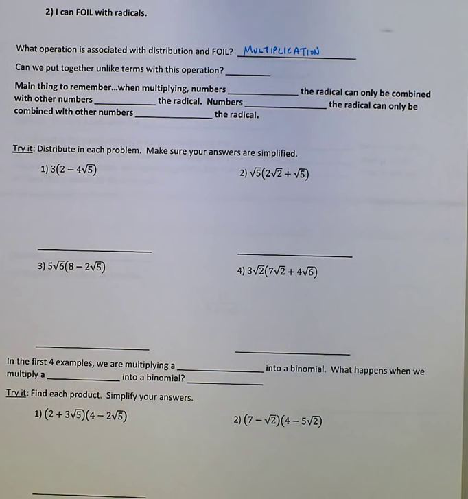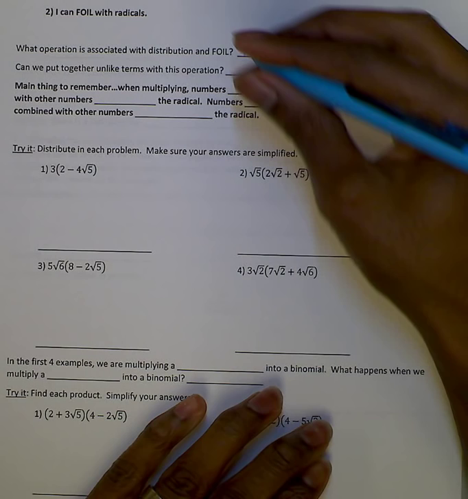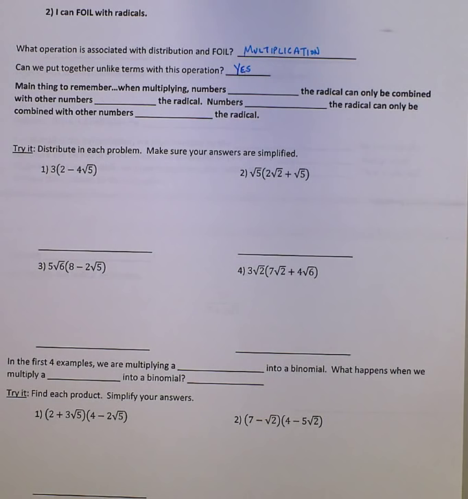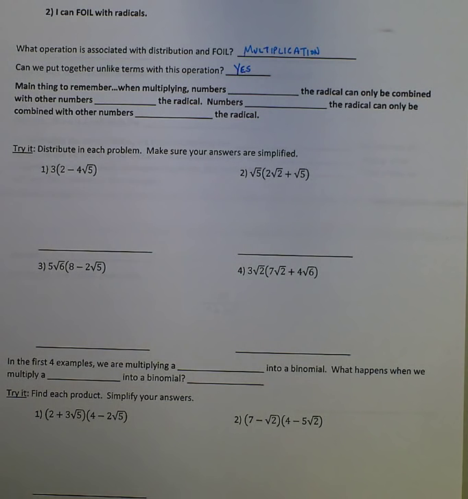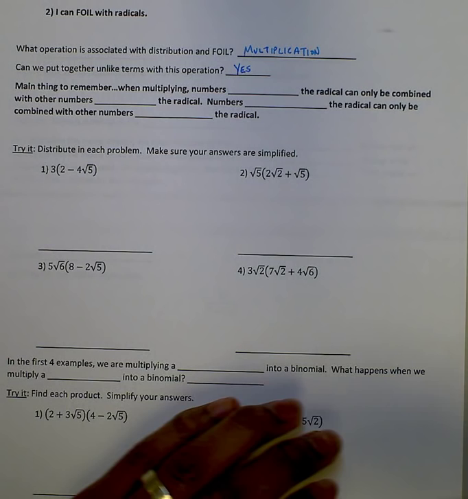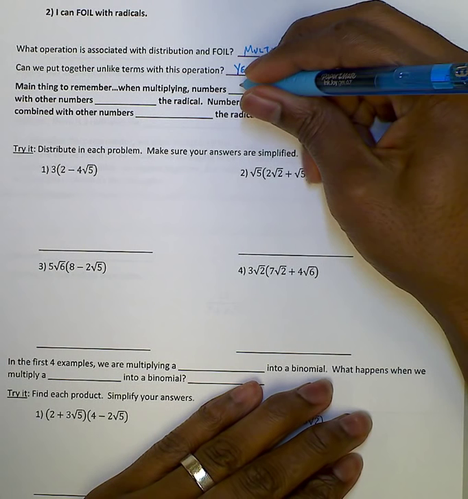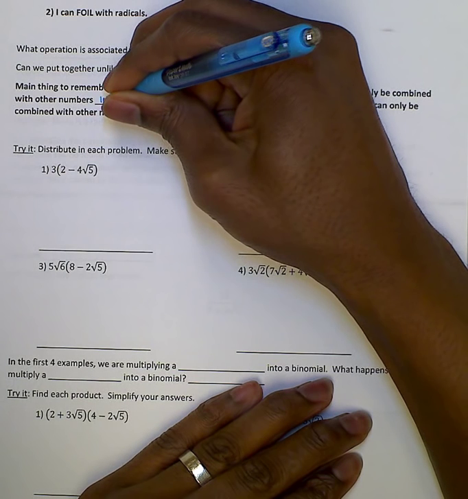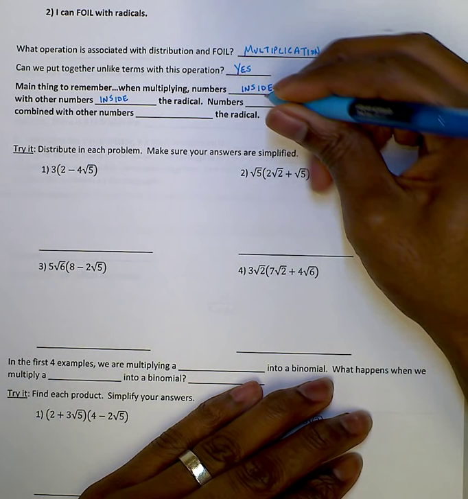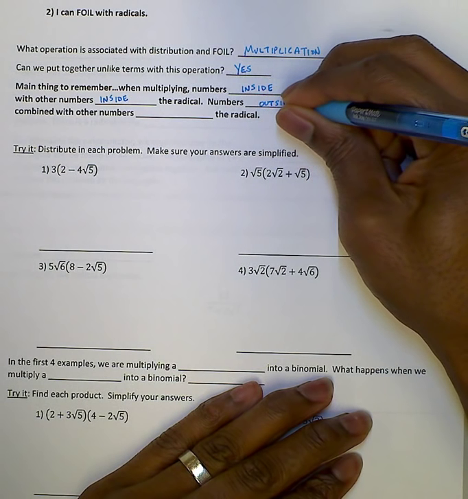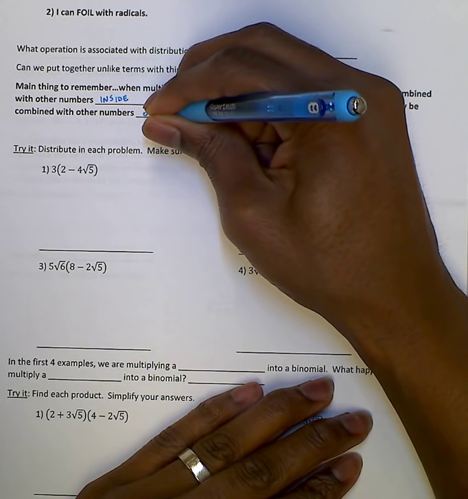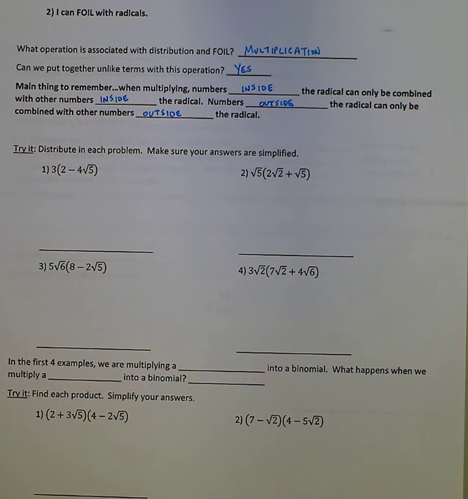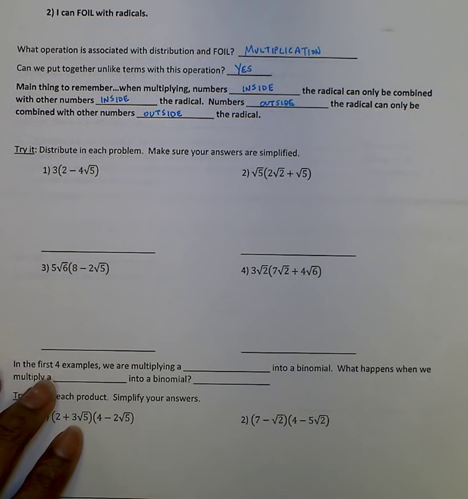Alright, remember with multiplication that we can put unlike terms together. So we can multiply unlike terms together. We can't add them, but we can multiply unlike terms together. The main thing to remember is that when multiplying, numbers inside the radical can only be combined with other numbers inside the radical, and numbers outside the radical can only be combined with numbers outside of the radical. So inside by inside, outside by outside, that's the rule that we have to make sure we remember. So let's go through the first problem.